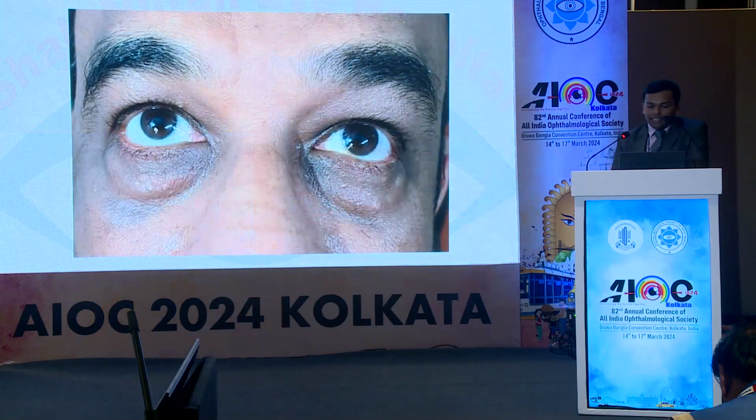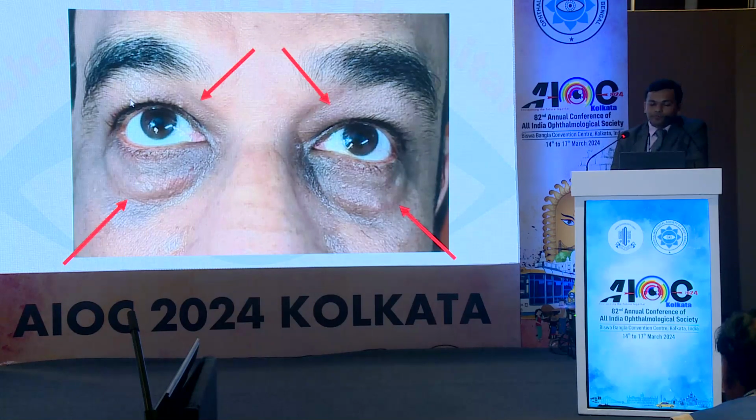Now we come to slightly more complicated cases we have faced. So this gentleman was 45 years old, and his employer had said that you look tired every day, and that's why he had come to us. And we can see he has upper lid fat prolapse, lower lid fat prolapse, and dermatochalasis, and a significant tear trough deformity.